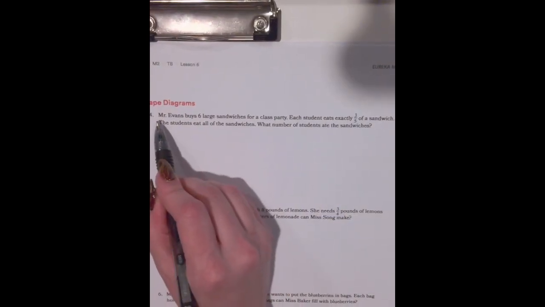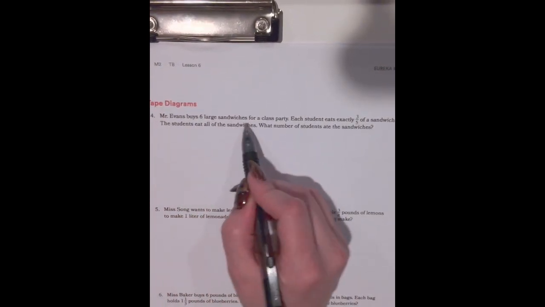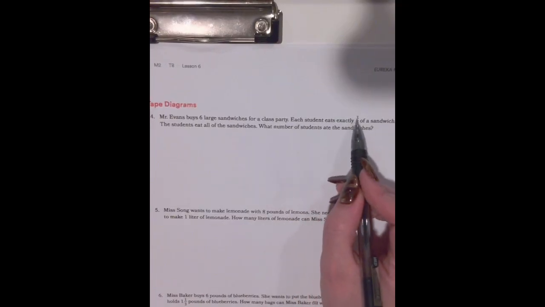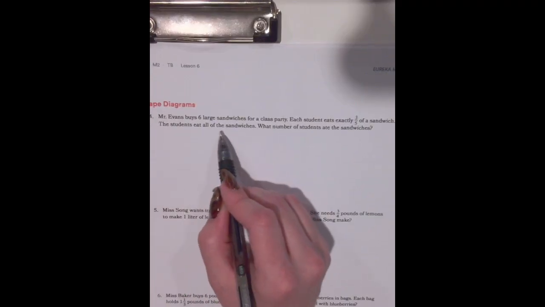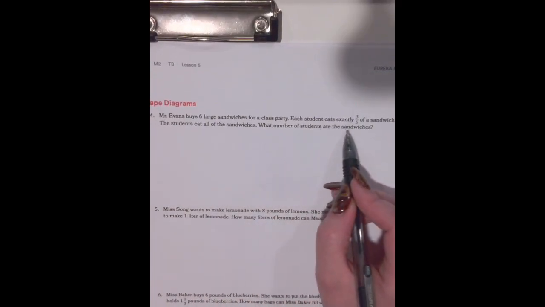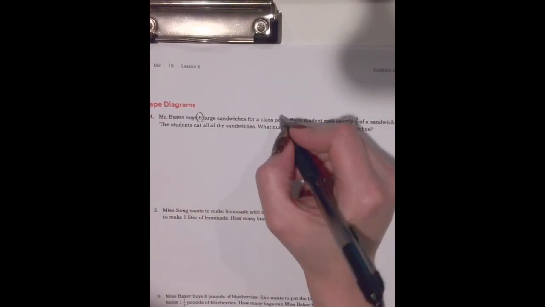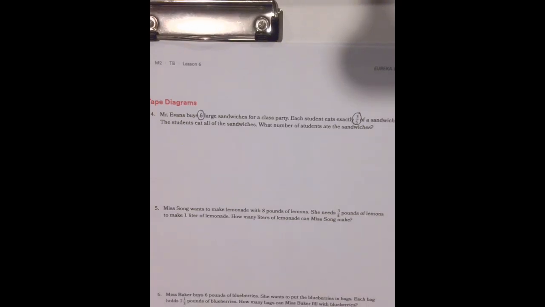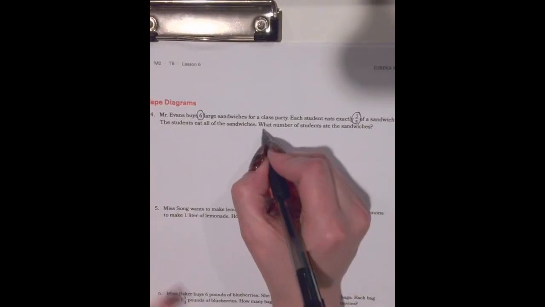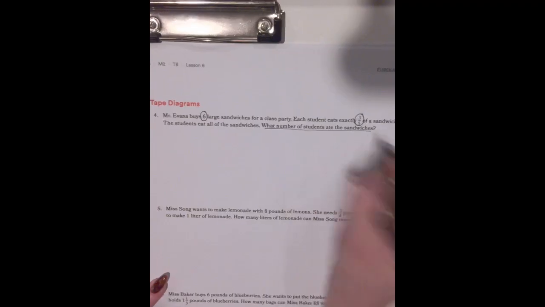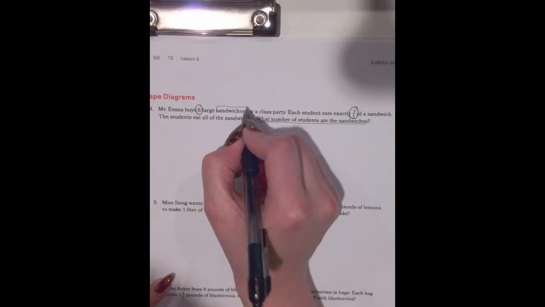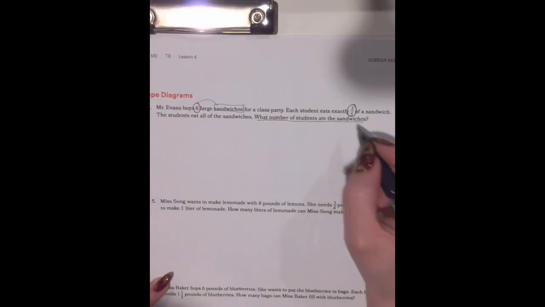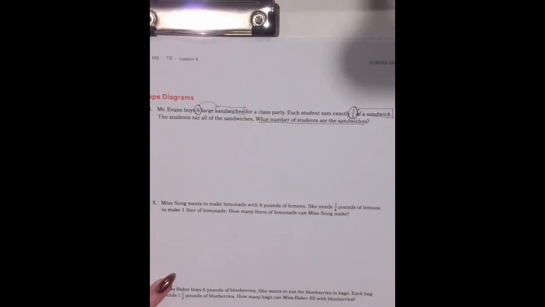So, number 4, Mr. Evans buys 6 large sandwiches for a class party. Each student eats exactly 3/5 of a sandwich. The students eat all of the sandwiches. What number of students ate the sandwiches? So on our second read through, we're going to circle our numbers. We have a 6 and a 3/5. We're going to underline the question, what number of students ate the sandwiches? And we're going to box in keywords. So we have 6 sandwiches over here, and then we have 3/5 of a sandwich.